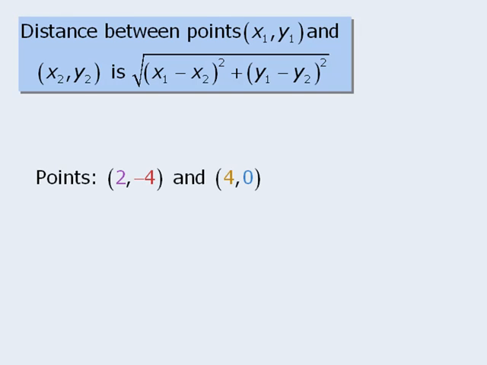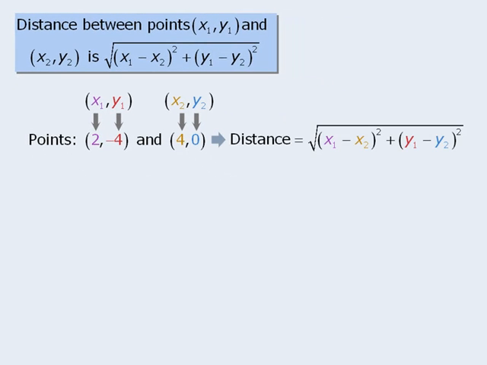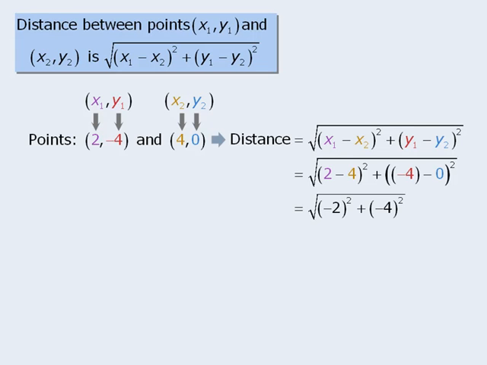So for example, to find the distance between the points (2, -4) and (4, 0), we will first let the coordinates 2 and -4 be equal to x-coordinate 1 and y-coordinate 1. Then we'll let the coordinates 4 and 0 be equal to x-coordinate 2 and y-coordinate 2. From here, we'll take the distance formula and plug in the corresponding values. Next, we will simplify the information inside each bracket, and then square -2 and -4 to get 4 and 16.